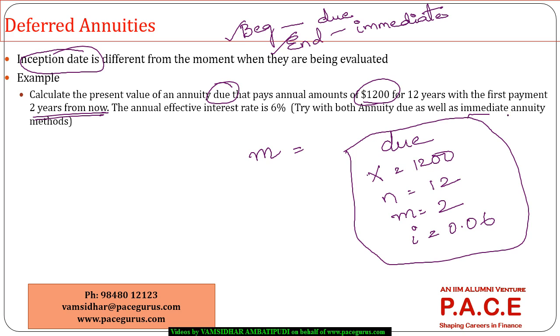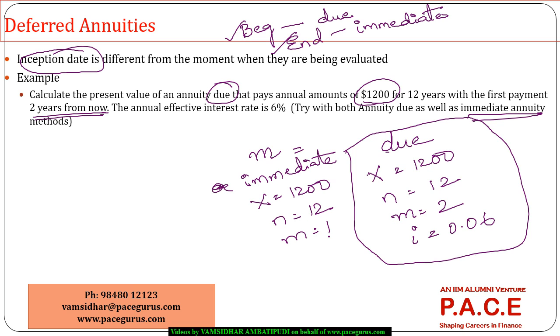But how will I solve it as an immediate annuity? If I am looking at it as an immediate annuity, what is the difference now? Instead of paying at the beginning of the period, we'll talk about this payment being made at the end of the period. So we are talking of n equal to 12 itself, but we'll set m equal to 1. So for the next year, the beginning of the second year is nothing but the end of the first year. So that's where I'll set m equal to 1, all else remaining the same.